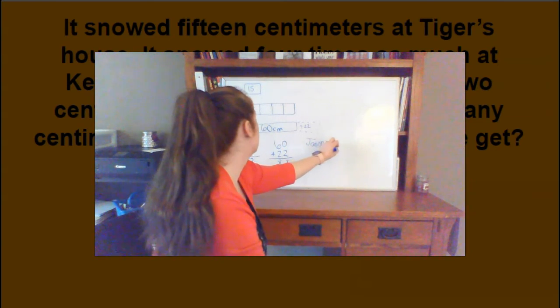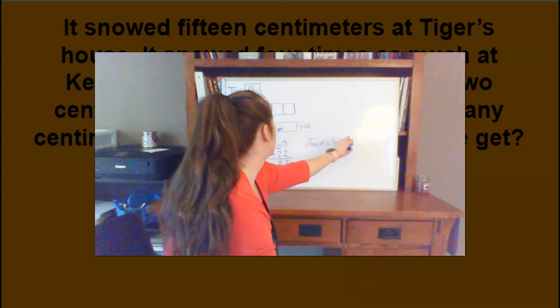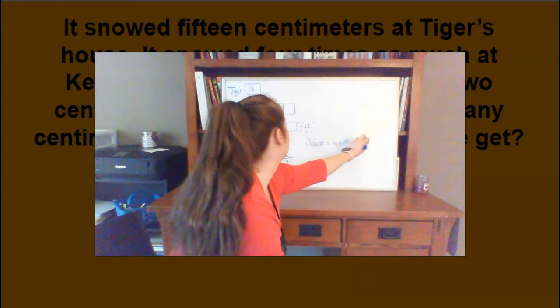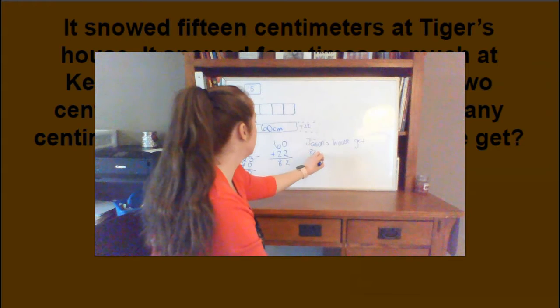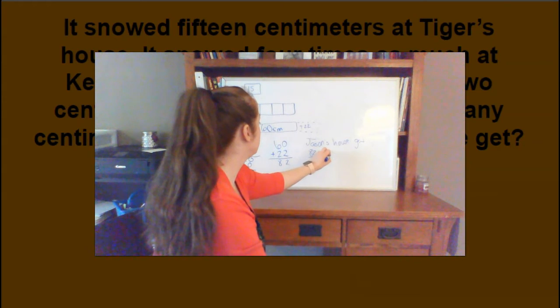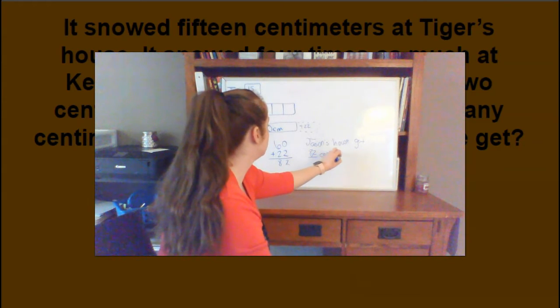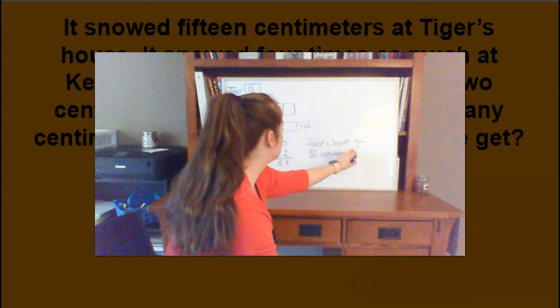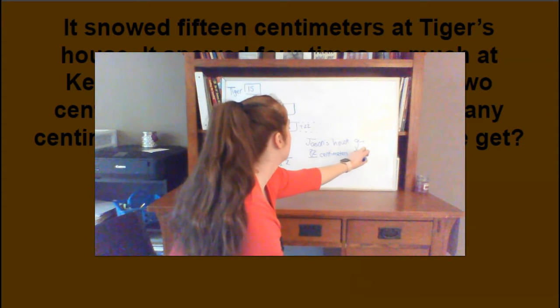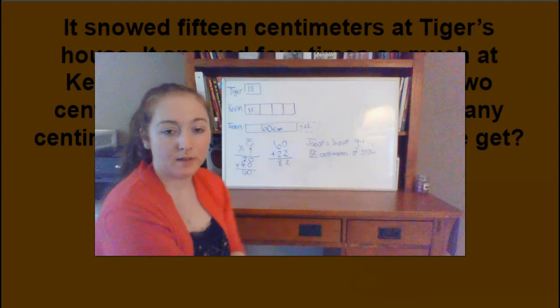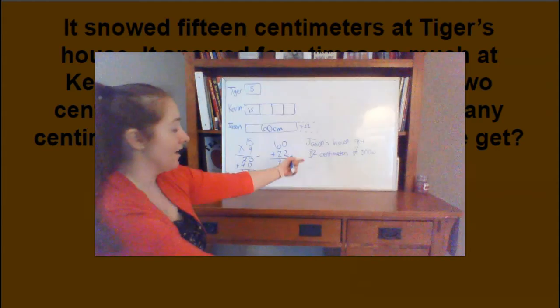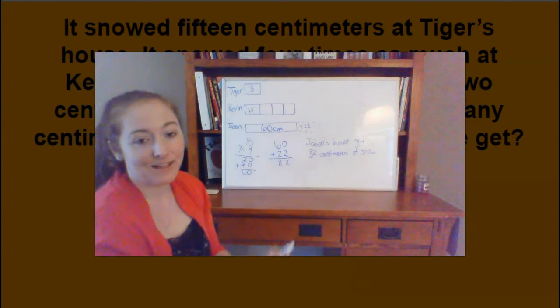Jason's house got 82 centimeters of snow. Did we read it? Yep. Did we draw it? Yep. And did we write it? Sure did. That's all we have for today.